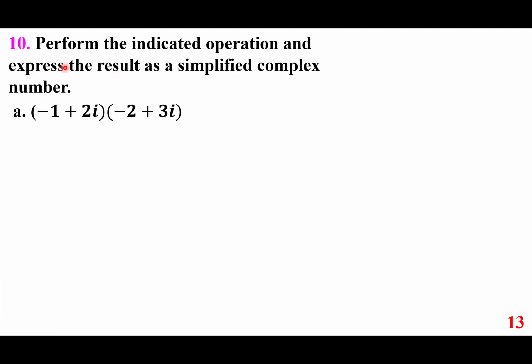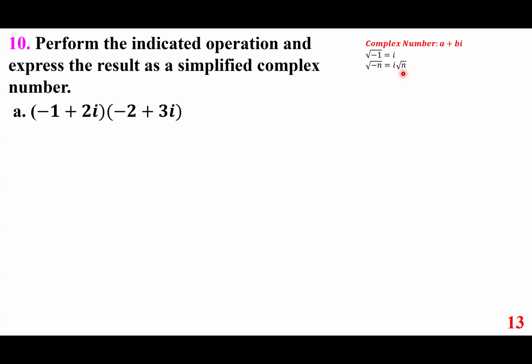Perform the indicated operation and express the result as a simplified complex number. So let's remind everybody what is a complex number. By definition, i is the square root of -1. So the square root of minus n is i square root of n. You can't have a negative under the radical. And a complex number is in the form of a plus bi.